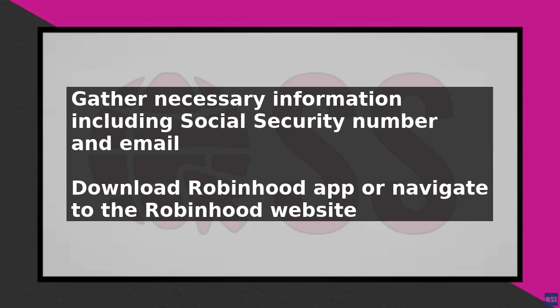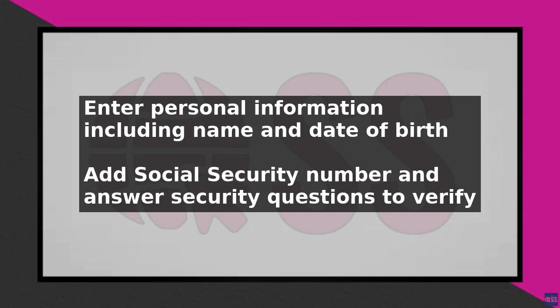Next, download the Robinhood app or navigate to the Robinhood website and click on the Sign Up button. Enter your email address and create a new password. Then click on the Create Account button. You will then be prompted to enter your personal information, including your name, address, and date of birth. After entering this information, you will be asked to add your social security number or individual taxpayer identification number, and answer a series of security questions to verify your identity.